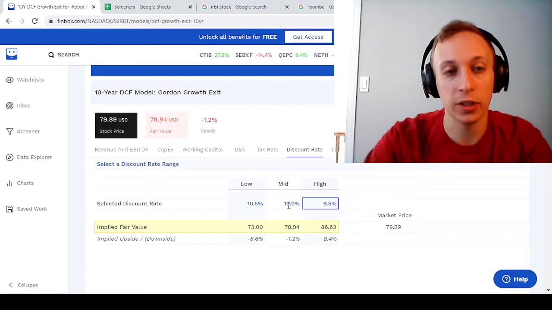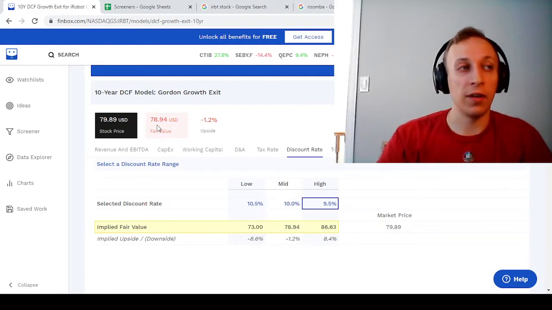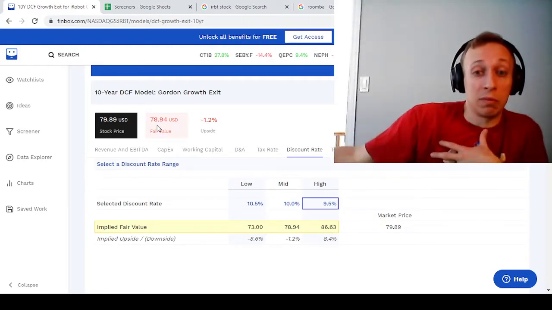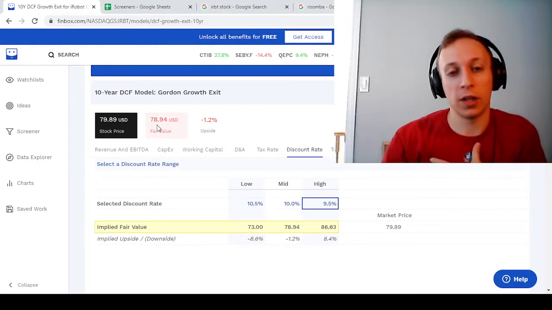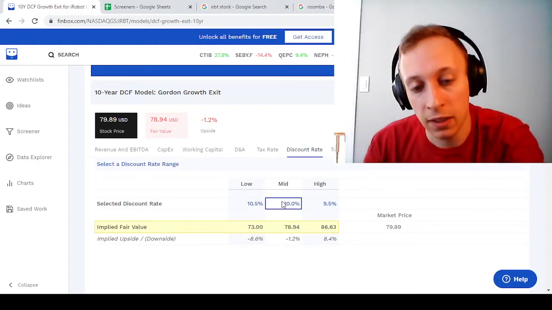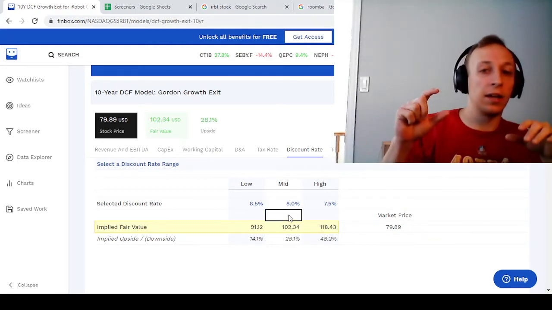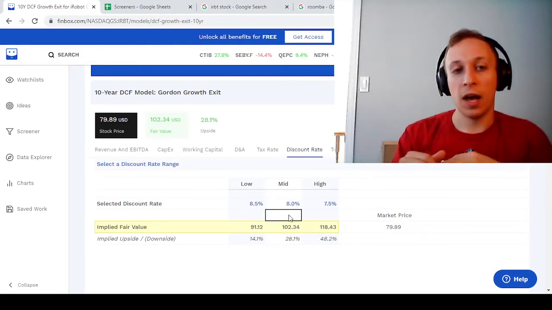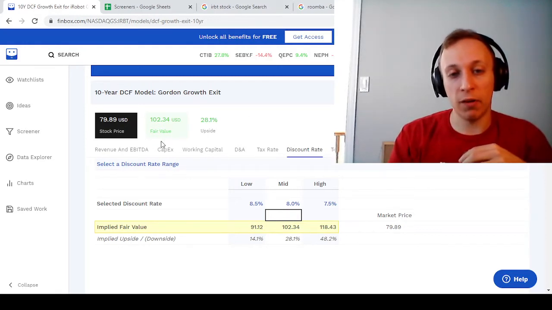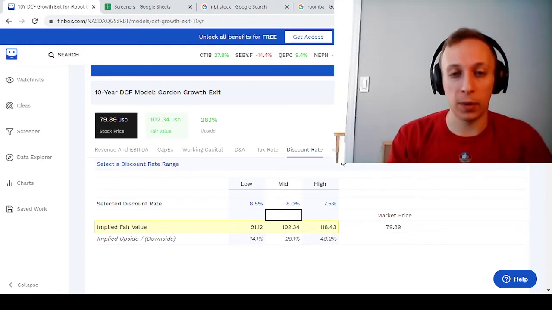So, hey, I want to get a 10% return. Well, now it looks like it's fairly valued. So that would actually mean that it's getting a 10% return based on this. I like to use 8, which is just slightly more than the stock market's average return of 7. But I still like to see a little bit of a buffer. So again, you can play with this how you want, but I like looking at that.